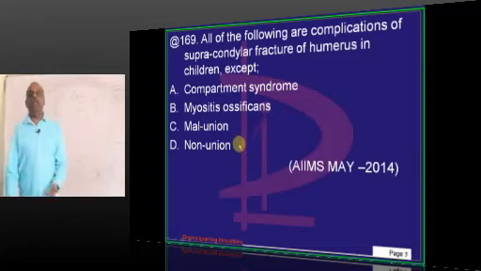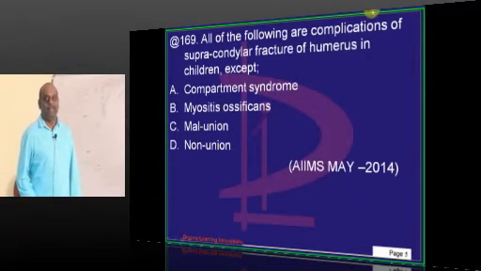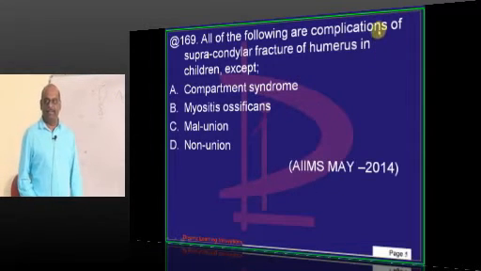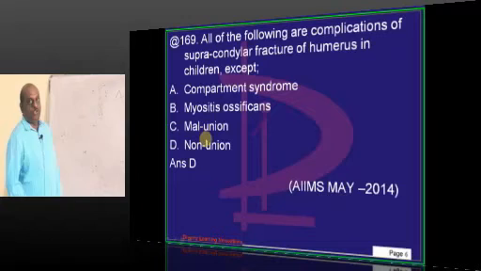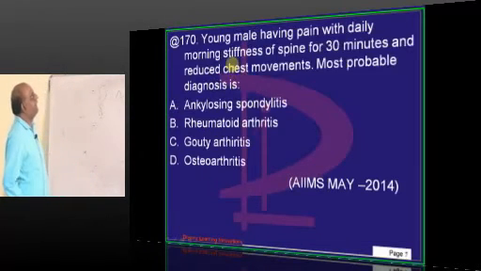In children, supracondylar fracture में malunion है. जहाँ malunion होगा, non-union नहीं होगा. Non-union होगा, malunion नहीं होगा generally. But दोनों कुछ चीजों में दोनों होते हैं. तो you get to know that gun stock deformity is malunion, right?